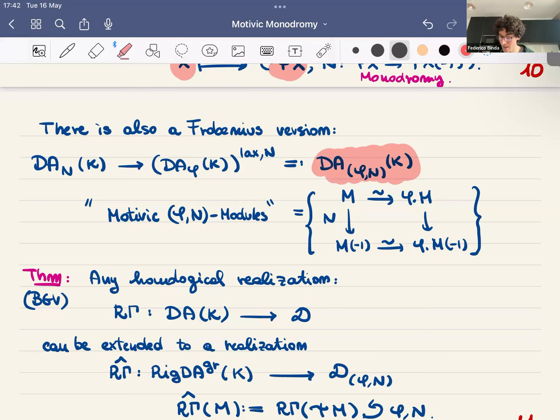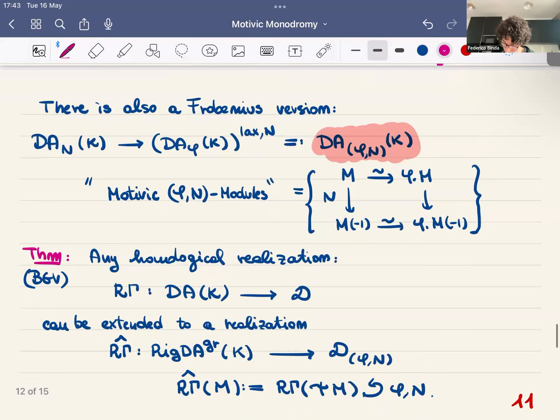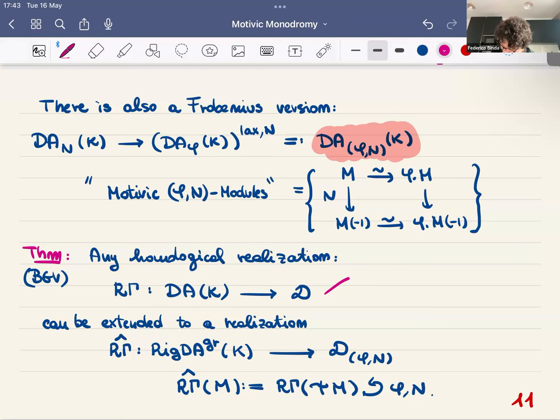So why is this relevant? Well, because it tells you that any homological realization, any homological functor from, say, R gamma, from dA little k to D, where D is your favorite category, could be something like the derived category of Q_l representations of your little k, or a derived category of Q_p vector spaces. For example, if you use a de Rham realization, or rather the rigid realization that I discussed before, this would be the analytic cohomology.